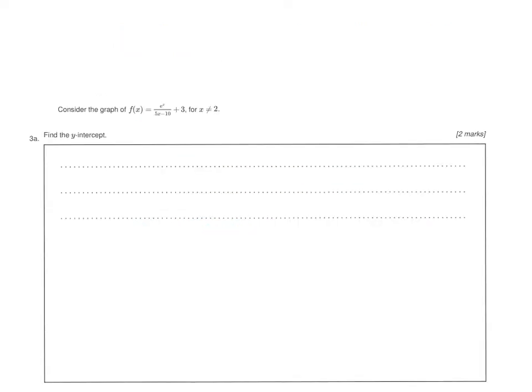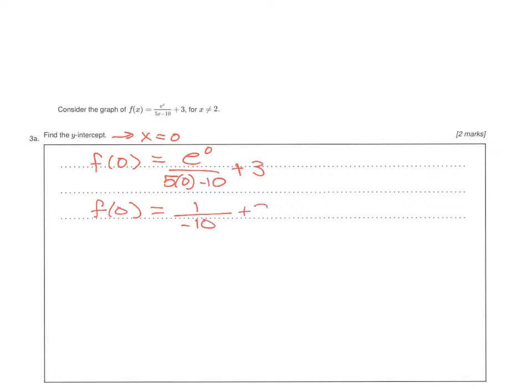So for this question, it asks us to find the y-intercept, and we know that the y-intercept is whenever x equals 0. So we can just go ahead and substitute 0 for x and simplify. And we know that anything to the 0 power is 1. So e to the 0 gives us 1. 5 times 0 is 0. So that just leaves us with negative 1 over 10, plus 3. So negative 1/10 would be negative 0.1. Plus 3 would give us negative 2.9.